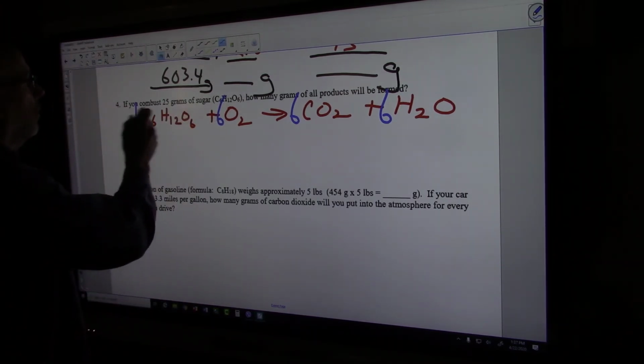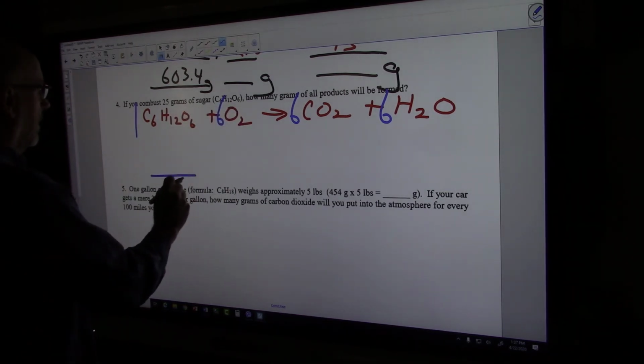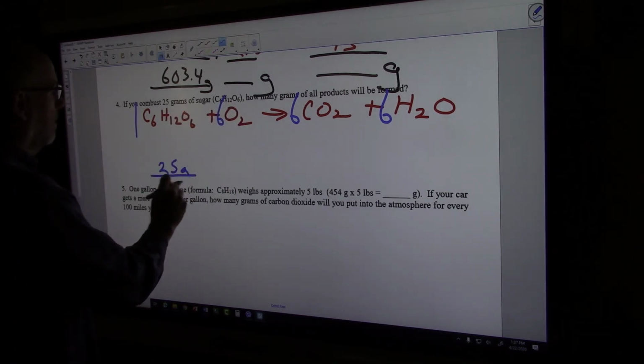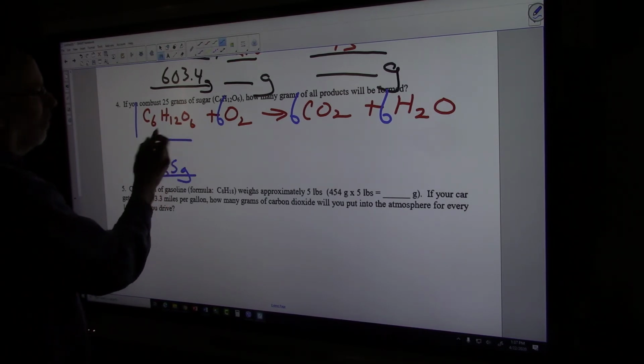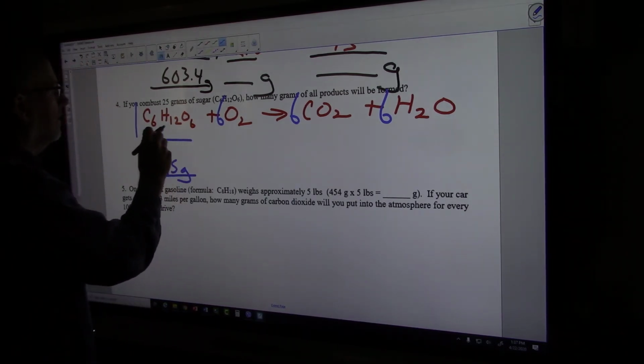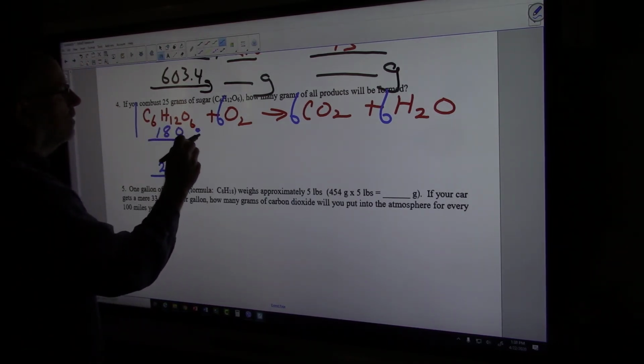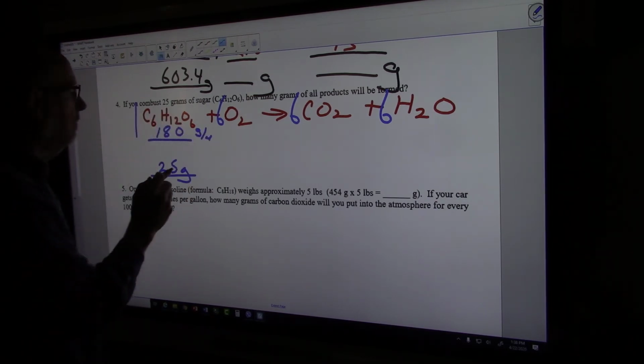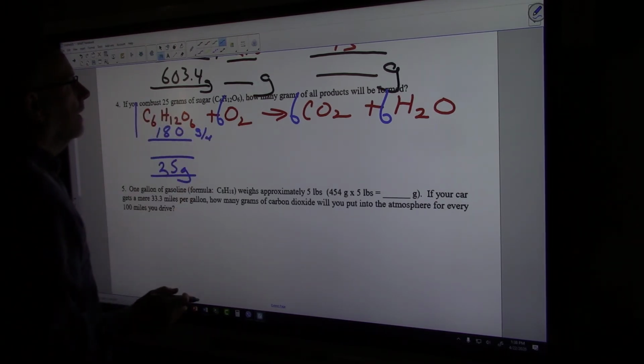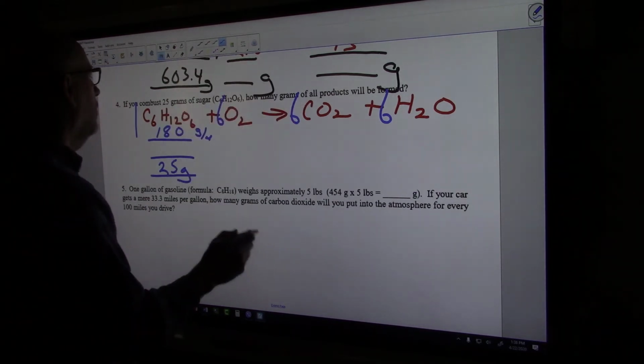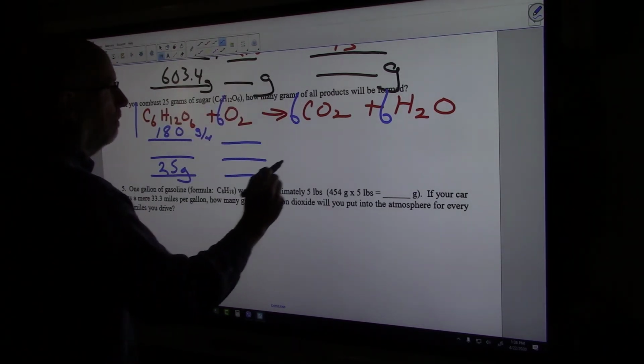So, 25 grams of sugar, where does that go? I think that goes right here, 25 grams. I'll give you a hint, the molar mass of sugar is 180. I've seen that before, 180 grams per mole. Double check me, I could be wrong. How many grams of all products? Oh, you have to do every last bit.